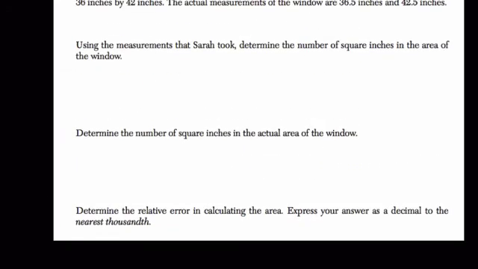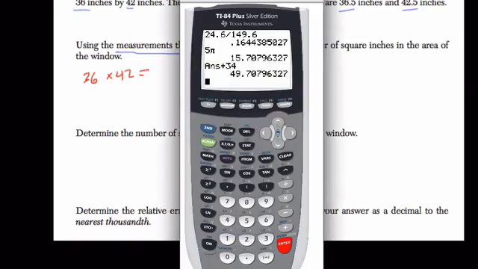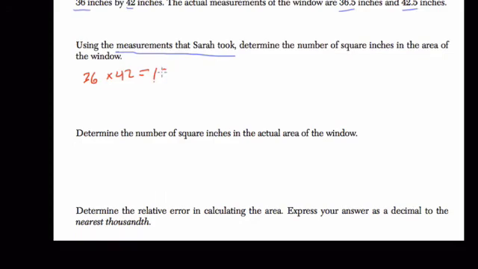Okay, this problem says Sarah measures her rectangle bedroom window for a new shade. Her measurements are 36 by 42, and the actual are 36.5 by 42.5. Determine the number of square inches in the area of the window using what? Using the measurements that Sarah took. So that's 36 times 42. Okay. So 36 times 42, we get 1,512.